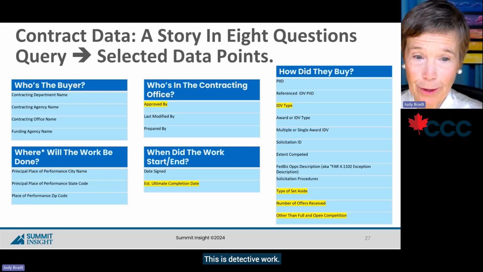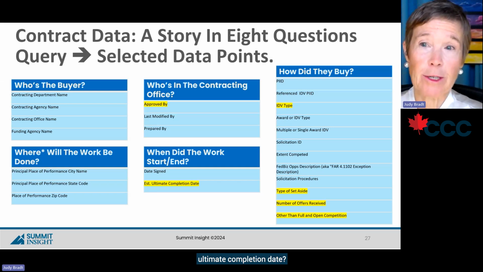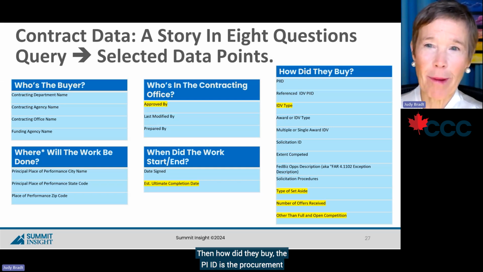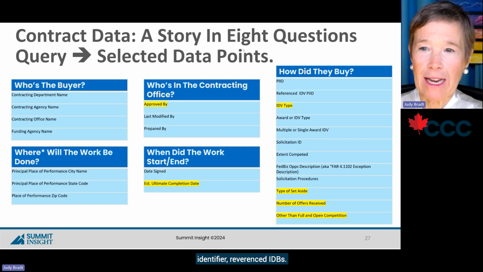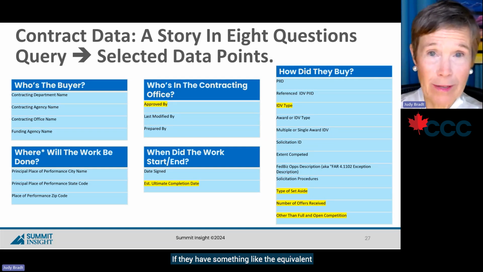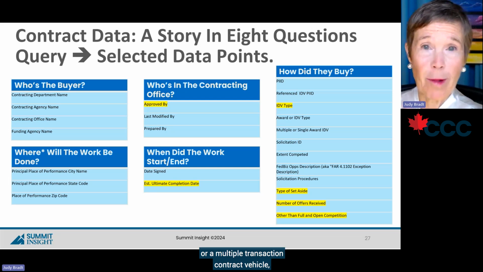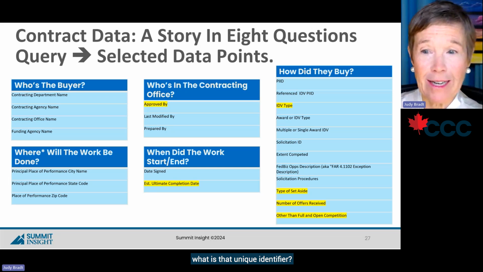This is detective work. When did the work start and when did it end? Date signed, estimated ultimate completion date. Then how did they buy? The PIID is the procurement identifier. Referenced IDV is if they have something like the equivalent of a master standing offer or a multiple transaction contract vehicle. What is that unique identifier?